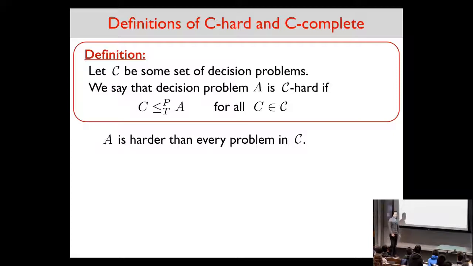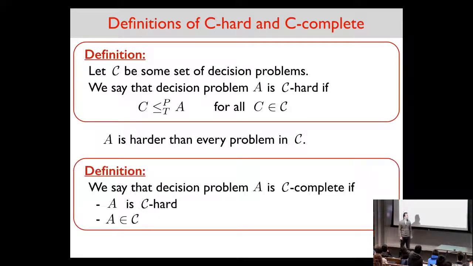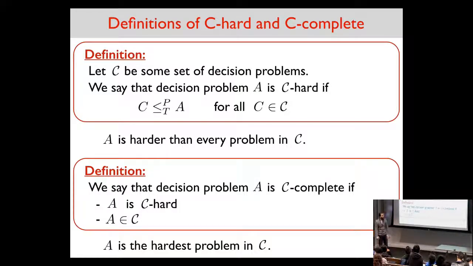And there's a very related notion here, which is C-completeness. And basically, it's very simple. A problem is C-complete if it's C-hard, and it's also in the class. So what you see there is A is C-hard, and A is also in this class, this set of problems. And the interpretation here is that A is the hardest problem in C.